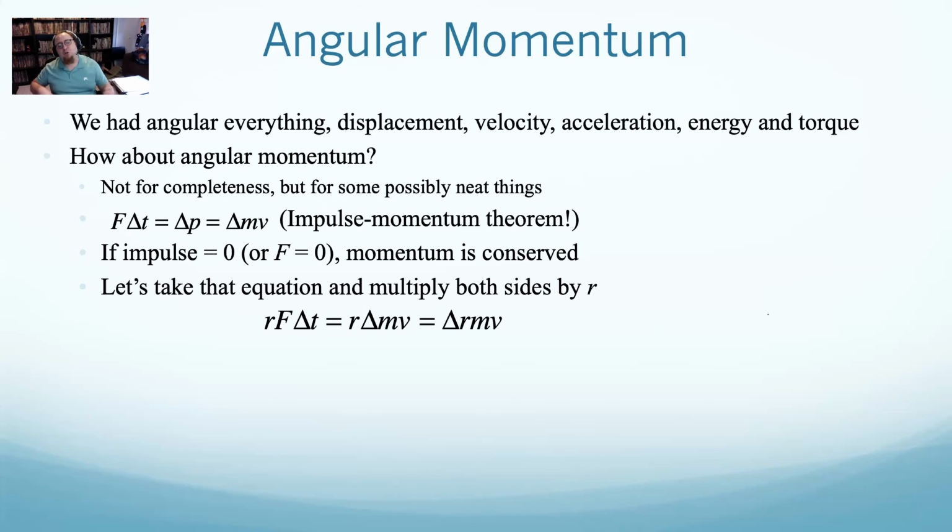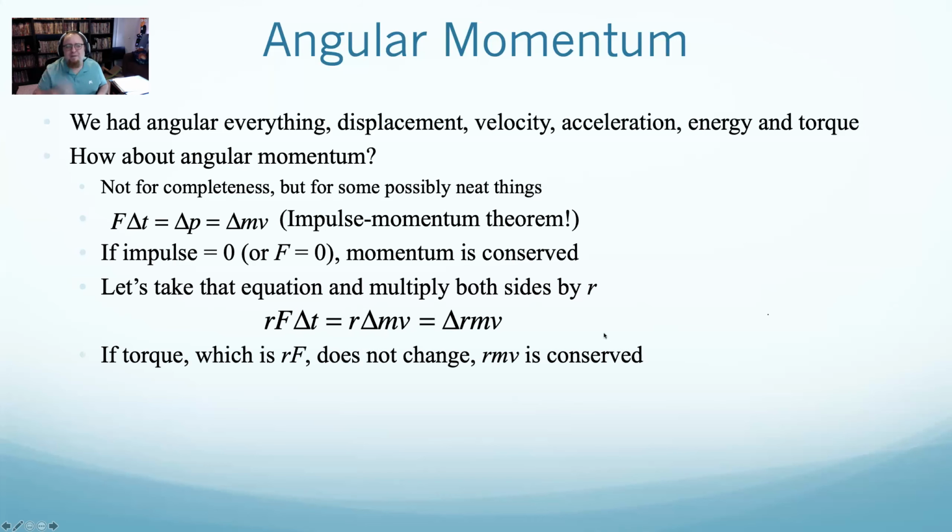You see, before, impulse caused the change in momentum, where force times a time period caused a change in momentum. Now I'm going to say r F times a time period causes a change in whatever r m v is. But r times F, that's a simplified version of torque. Torque, as we know, is r F sine theta. So just r F is torque, assuming they're perpendicular.